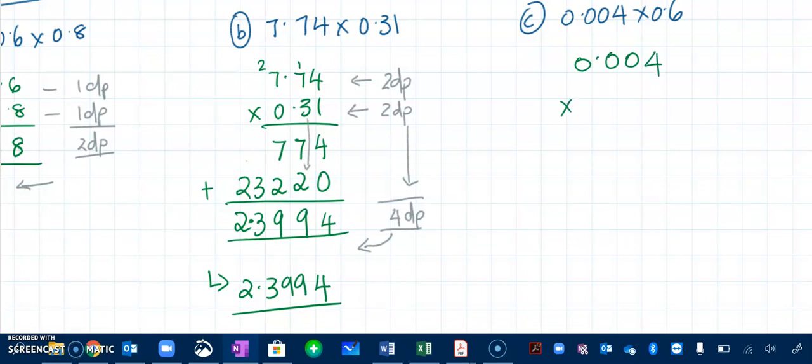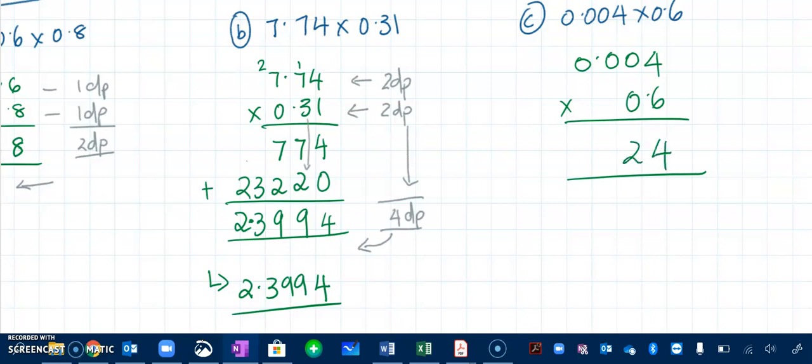0.004 multiplied by 0.6. Okay, remember, again, your process doesn't change. Out of all of the digits, in 0.004, 4 is the non-zero digit, and in 0.6, 6 is the non-zero digit. A simple way to do that is you just multiply 6 and 4 together. There's a couple of ways. I'm going to show you both. 6 times 4 is 24.